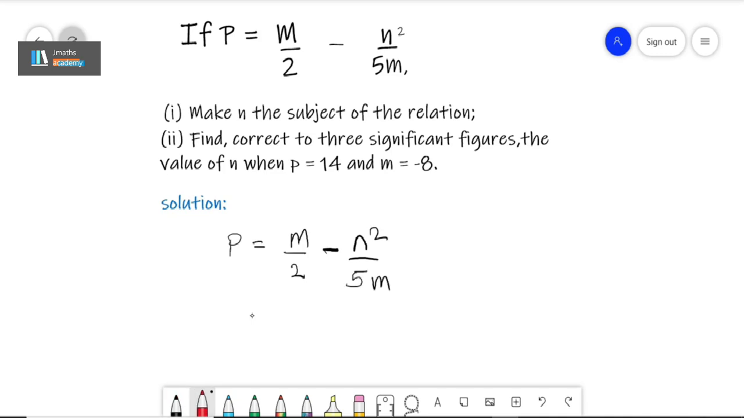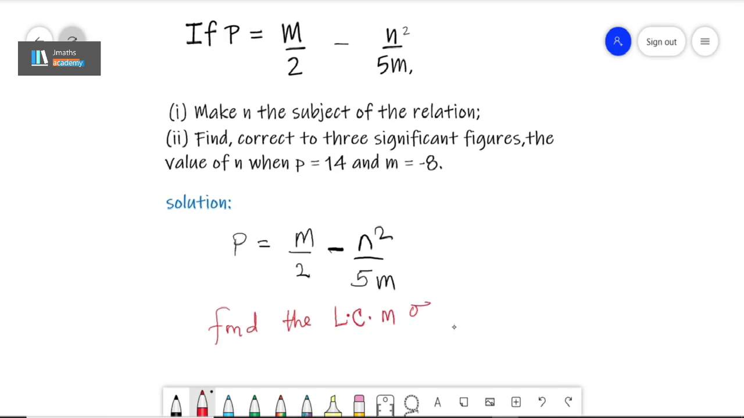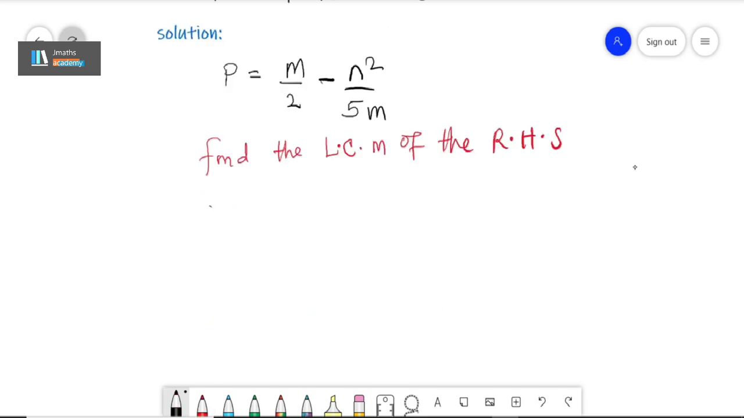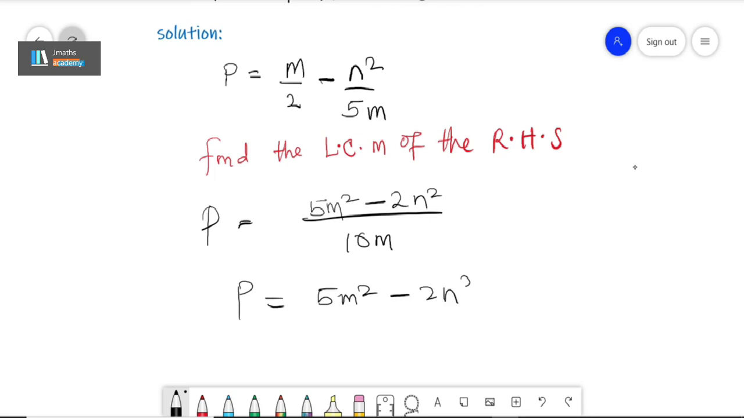So to make n the subject of the formula, we first find the LCM of the right hand side of the equation. So we have P equal to, okay, we have here 10m. 2 into 10m is 5m. 5m times m is 5m squared. Minus 5m into 10m is 2. 2 multiplied by n squared is 2n squared. So we have our P equal to 5m squared minus 2n squared over 10m.